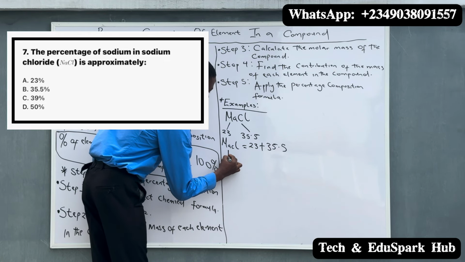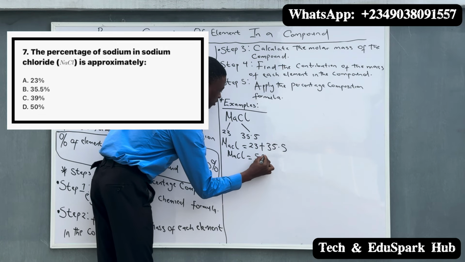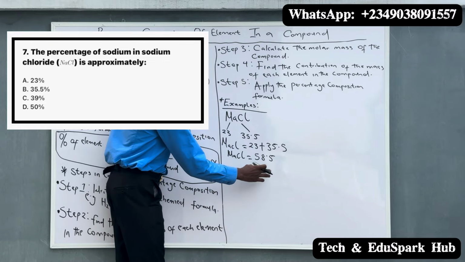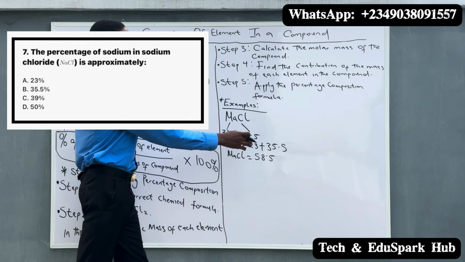So NaCl is equal to 58.5. So the molar mass of NaCl is given as 58.5. So that is all about the third step.